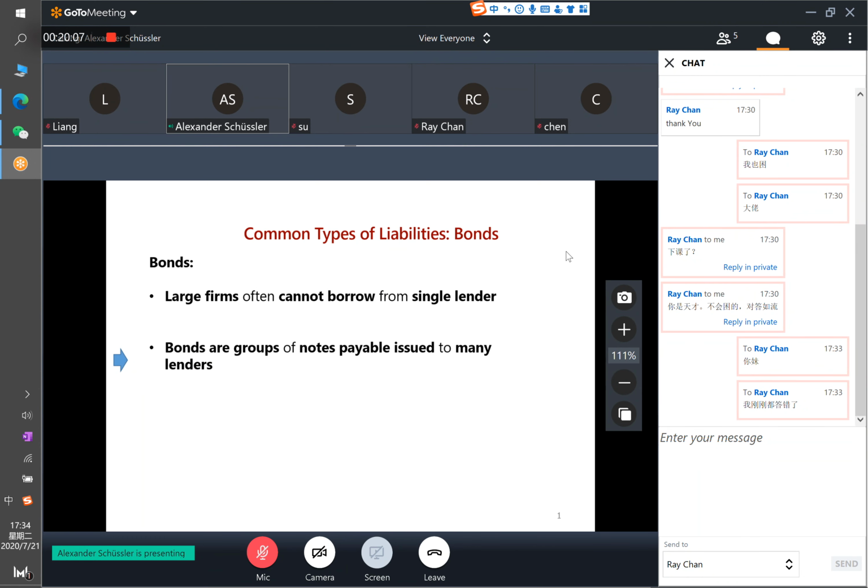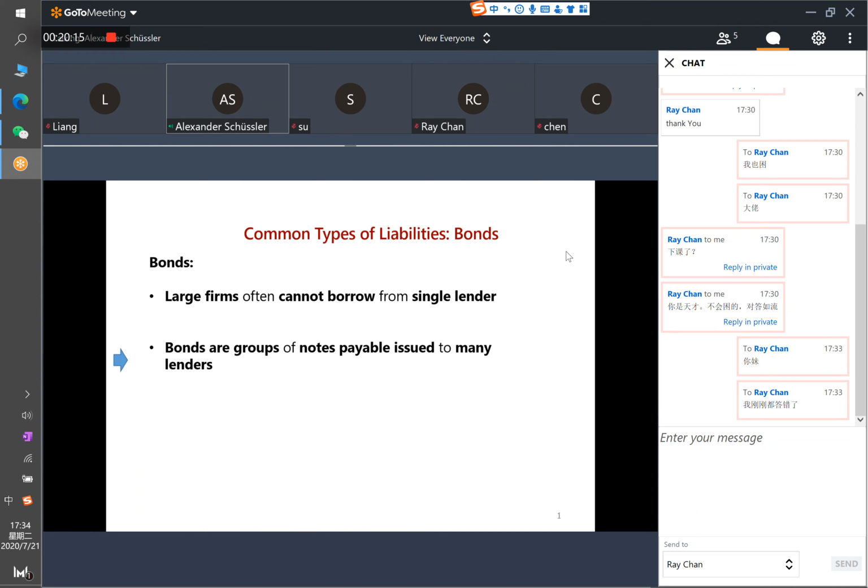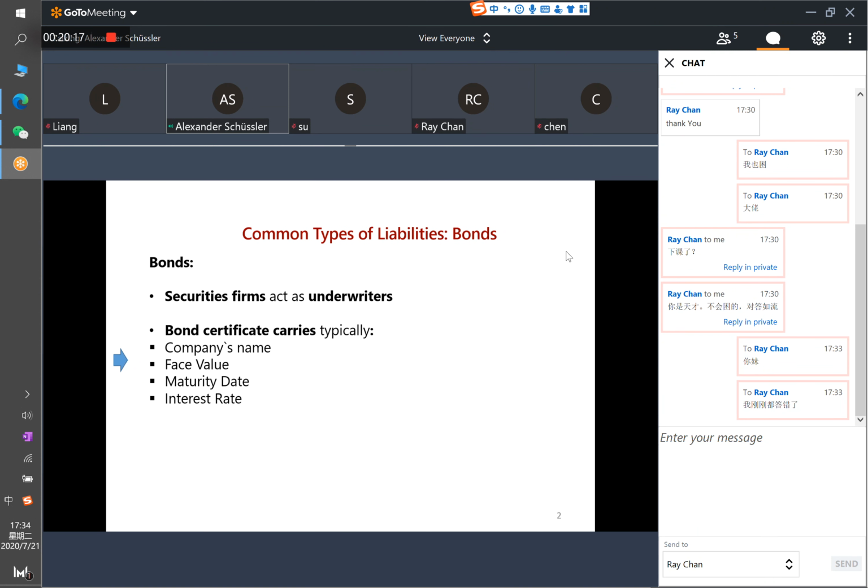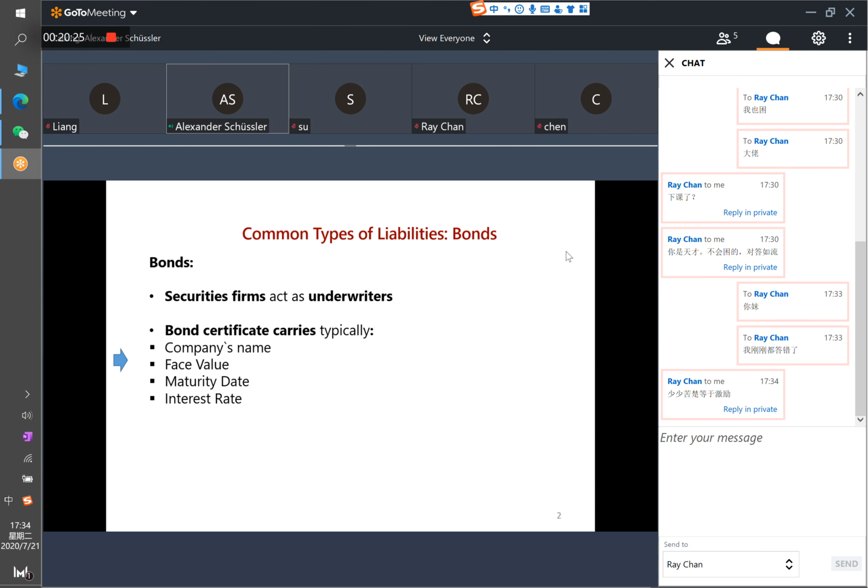The bonds are groups of notes payable issued to many lenders, and of course they can be bought and sold at an exchange. There are usually securities firms which act as an underwriter. Basically, they purchase bonds and resell them to the client. So what does a bond typically carry? It carries the company's name.